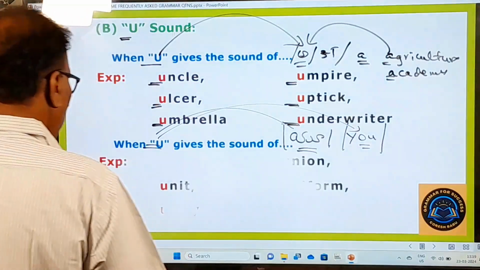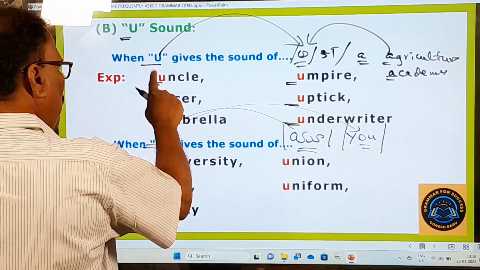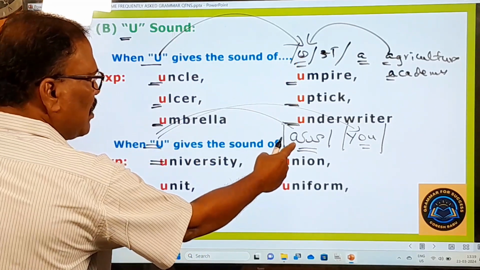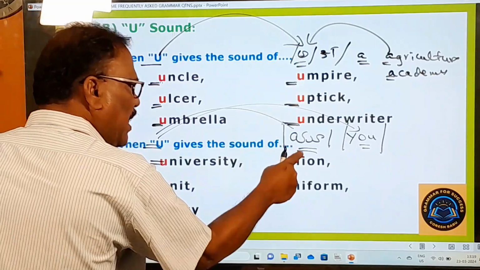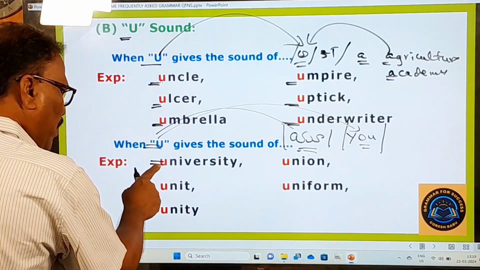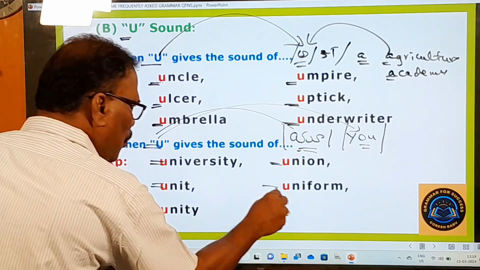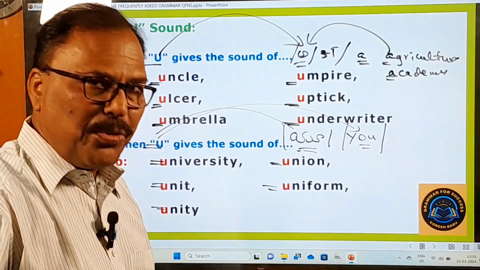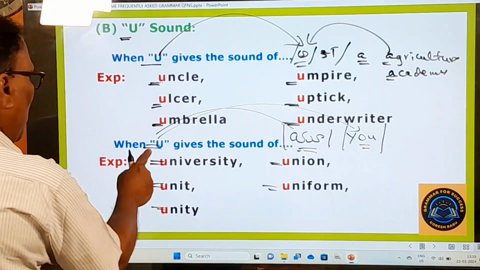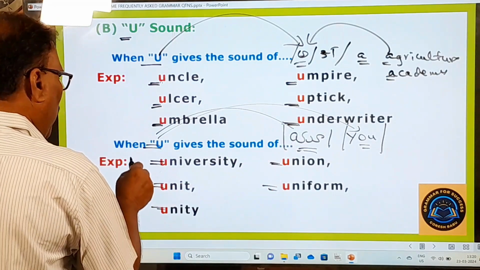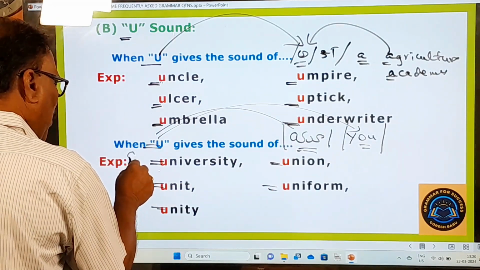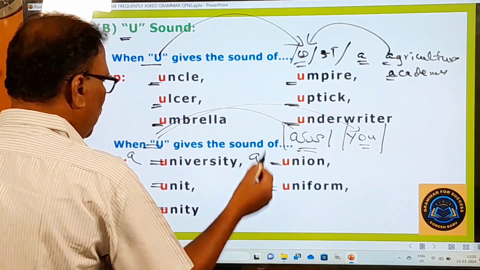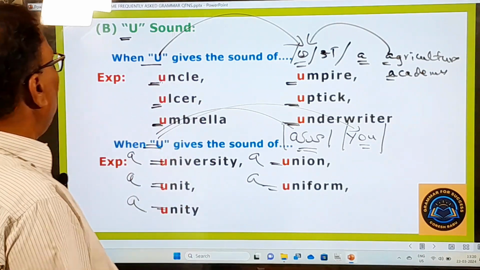Let us see that here. The same U, here it is giving the A sound, it is "university". You don't say "university" with that sound, but you say "university" with the U sound. Same U, here it is giving the A sound, here it is giving the U sound. University, union, unit, uniform, unity. In all these words, this U is giving you the sound of U. And therefore, since this U is giving a consonantal sound, as per the rule we use A before that: a university, a union, a unit, a uniform, a unity. In this way, we use A before that. And this is what you learn on this slide.